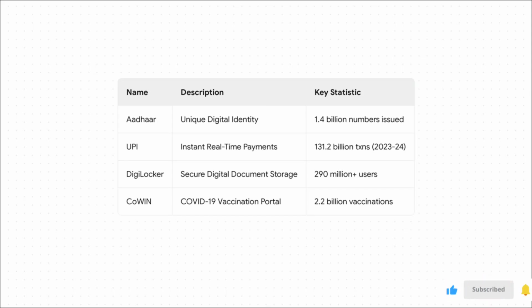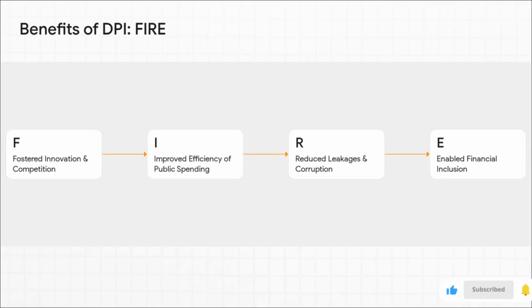These aren't just platforms, they are true national assets. Okay, exam tip. To help you remember the benefits of DPI for your exams, we've got a great little mnemonic for you: FIRE. DPI has fostered innovation, improved the efficiency of government spending, reduced leakages and corruption, and enabled financial inclusion on a massive scale.